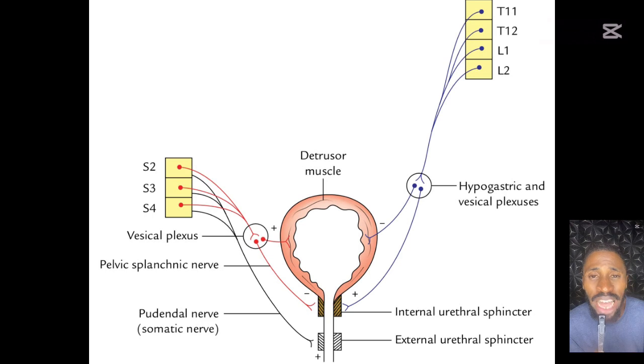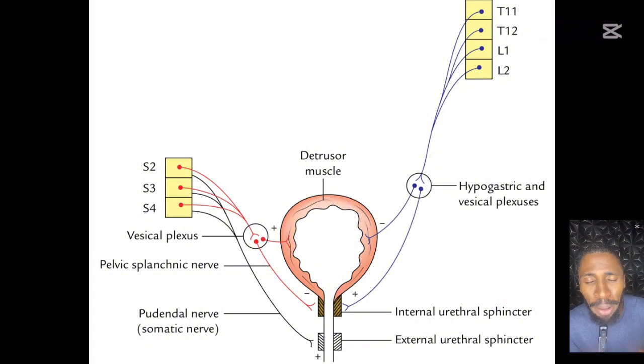Now, during filling of the bladder, what happens? The detrusor muscle is the smooth muscle around the bladder. Take note of that. During bladder filling, when urine is coming from the kidney through the ureter and enters the bladder through the ureteric orifice, the detrusor muscle is relaxing. So the detrusor muscle relaxes for urine to enter the bladder during bladder filling.